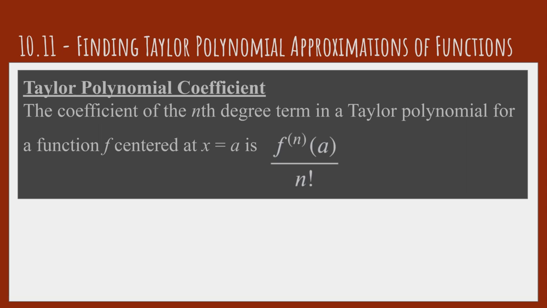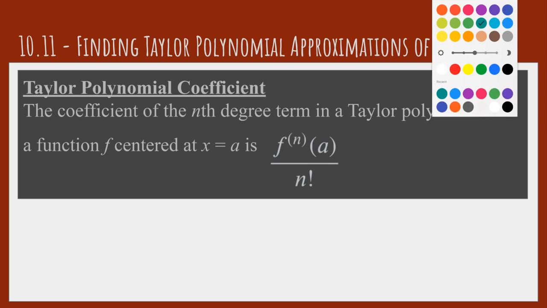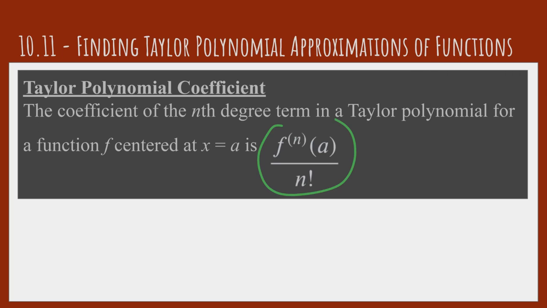Well, if we go through that process for any degree term, what we're going to end up with is a coefficient for any degree term that is going to be in this form. So it's going to be the nth derivative of the function evaluated at the center. So in the example I did, I centered it at 0, but we could use any point of tangency we want, and then divided by n factorial.